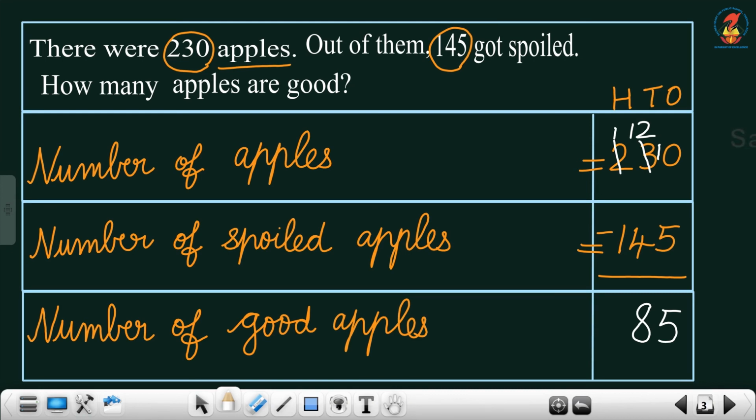Now in hundreds place we are having 1 and 1. That is 1 minus 1. What is 1 minus 1? 0. When we subtract a number from itself, answer is 0. So 1 minus 1 is 0.